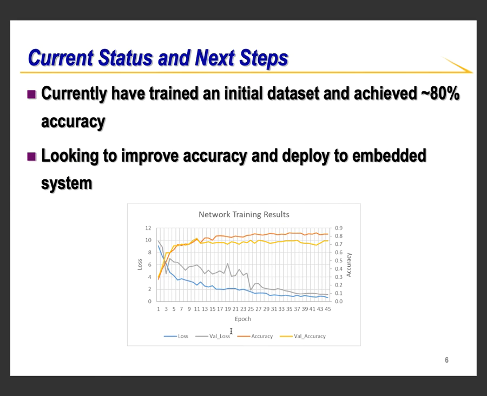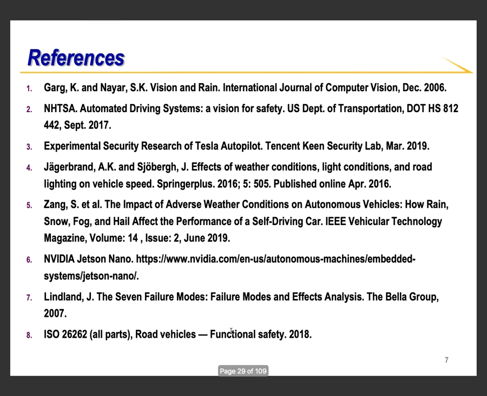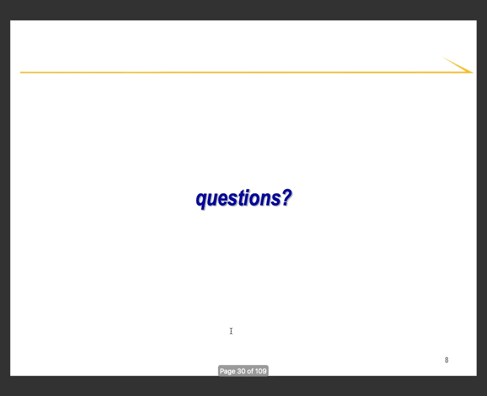So where am I right now? I've trained a neural network on the initial data set, and we have about 80% accuracy, which is what we have here. Then I'm looking to improve the accuracy, targeting around 90% or better. I'm going to have to fine tune the data sets that I have, and I just downloaded a huge number of images from Google to improve the accuracy that way, and then deploy to the embedded system. Large number of references, and are there any questions or comments on any of that?